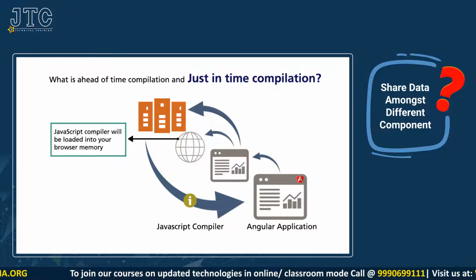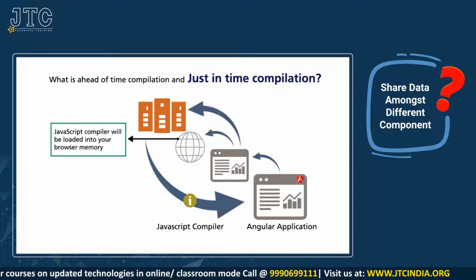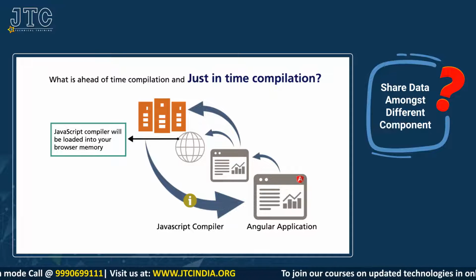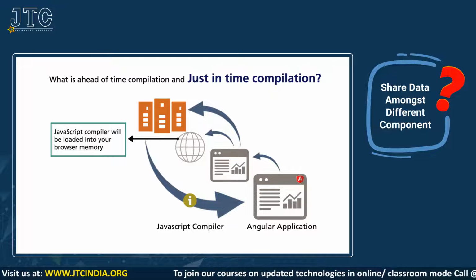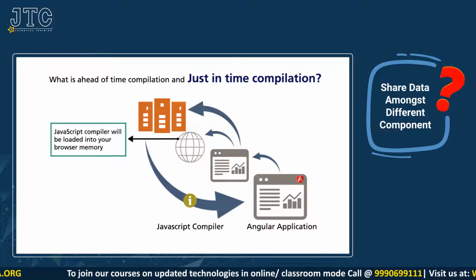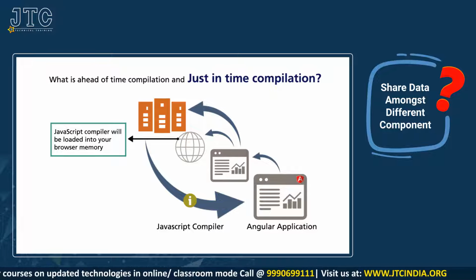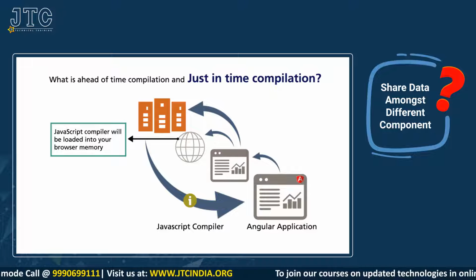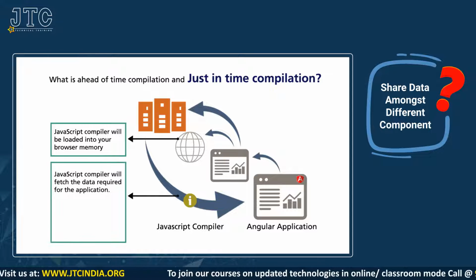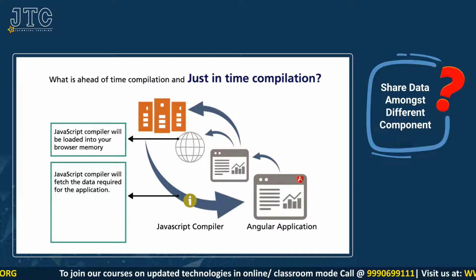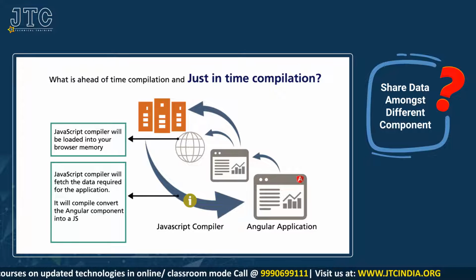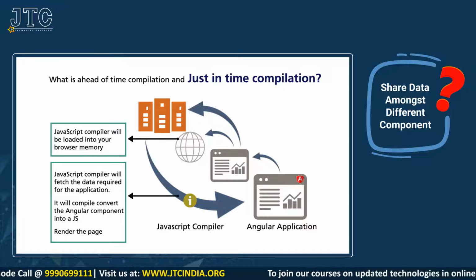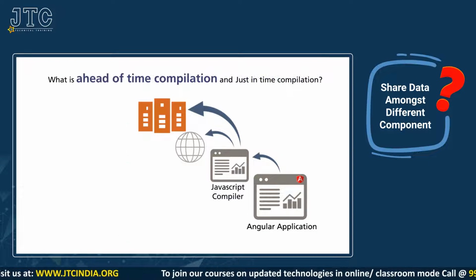And whenever you make some request to some URL, you want to get some page out of this particular application, you make a request to the just-in-time compiler that you require a certain page to render. That particular page requires certain style file, it requires certain HTML file, and it requires certain TS file. So on the spot, that compiler will go in the background and get the data for your application. It will compile it, convert the Angular component into a JavaScript equivalent, and render your page. Whereas an ahead of time compiler does this already.